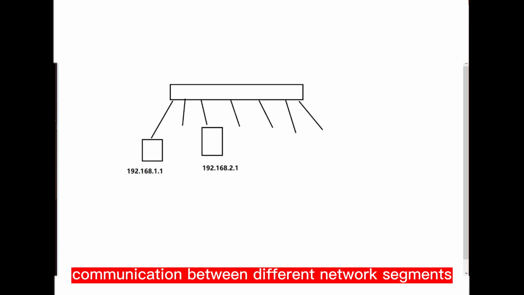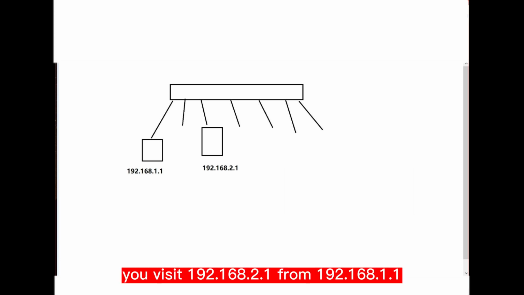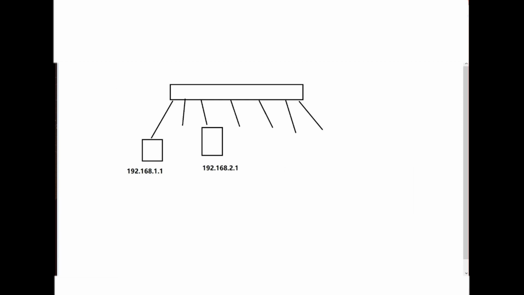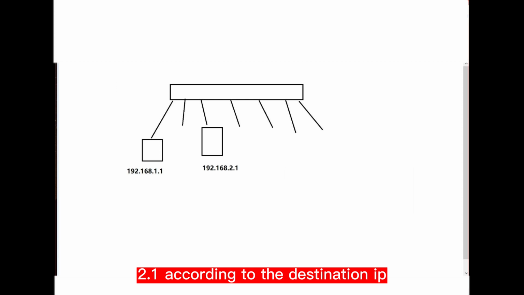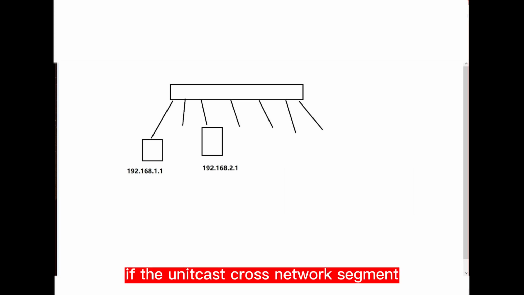So everyone should know, communication between different network segments fails for unicast. You visit 192.168.2.1 from 192.168.1.1. This is called unicast communication. Then it is the layer-3 routing and forwarding: according to the destination IP 2.1, it queries the routing table on the gateway, then forwards. It is unicast forwarding. If the unicast crosses network segments and you only communicate on the second floor, without configuring a gateway, this is absolutely not going to work.